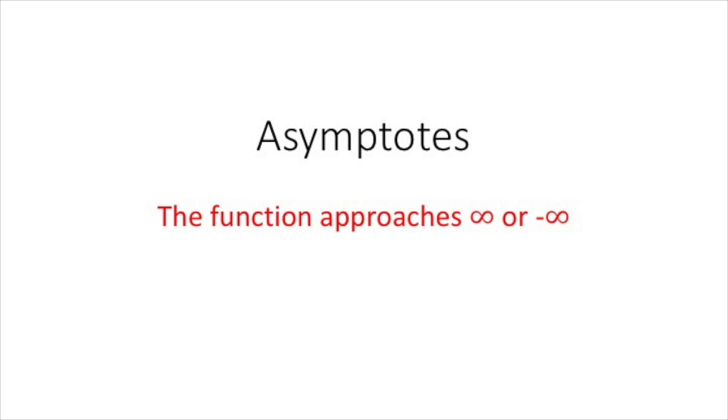Let's take a look at vertical asymptotes. Vertical asymptotes occur if, when my function approaches a certain x value from one side, the y values approach either positive infinity or negative infinity. So let's take a look at a graph.